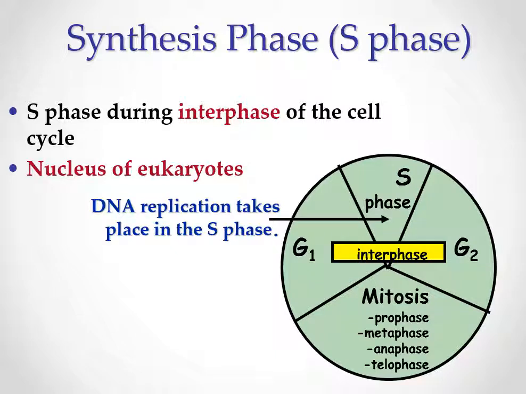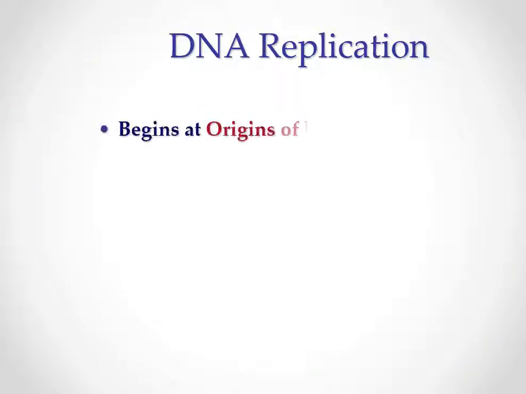cell cycle. Okay, so we have G1. Remember, G1 is for growth. S is where the DNA replicates. G2 is where it preps for mitosis. So mitosis, you have 4 phases. You have prophase, metaphase, anaphase, telophase, and then last is cytokinesis.